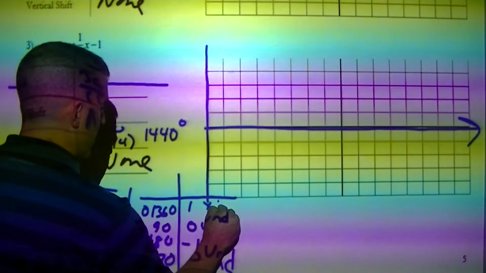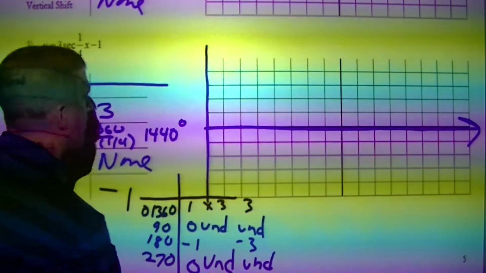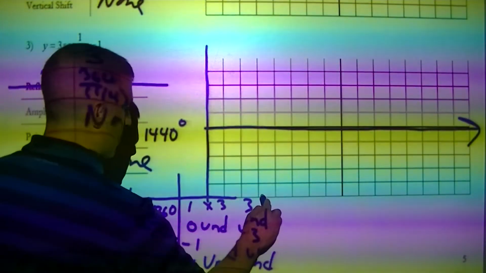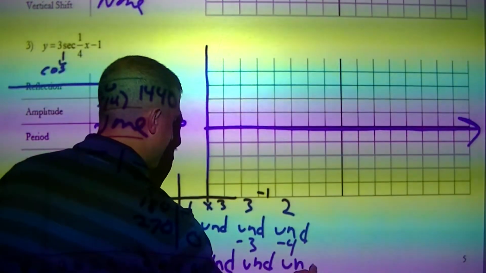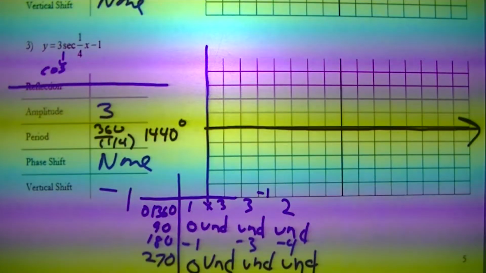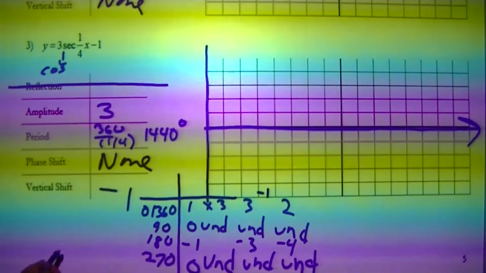3 would be, I multiply by 3 first, that would be 3, still undefined, negative 3, still undefined. Because of that minus 1, I subtract 1, so I'm going to be at 2, still undefined, negative 4, still undefined. So those are going to be my values, okay? My angles, what I'm going to do is divide those all by 1/4.